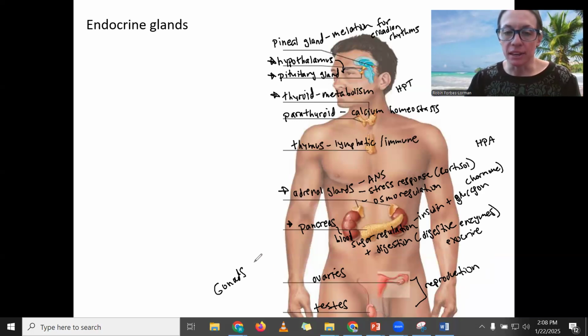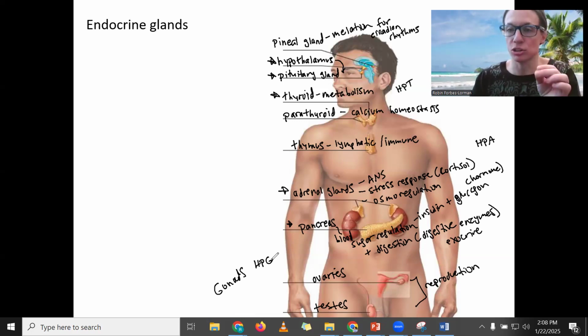So we'll talk about the HPG axis, hypothalamic pituitary gonadal axis, briefly in the endocrine unit, and then see it in much more detail in the reproduction unit. Okay, those are the main endocrine glands.